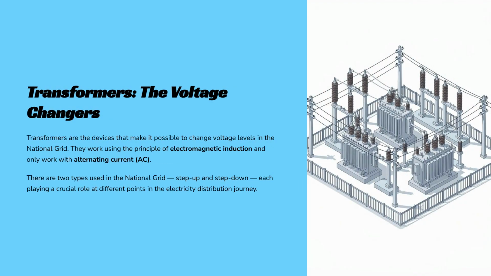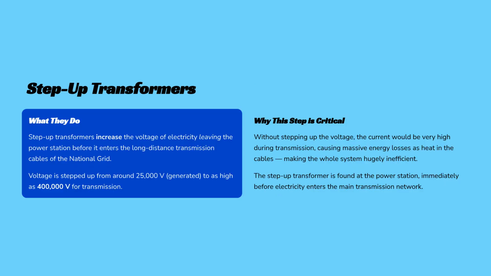Transformers are essential for changing voltage levels. Note that they rely on electromagnetic induction and can only function with an alternating current supply. Step-up transformers are located at power stations. They boost the voltage from the generator, often up to 400,000 volts, to make long-distance transport more efficient.